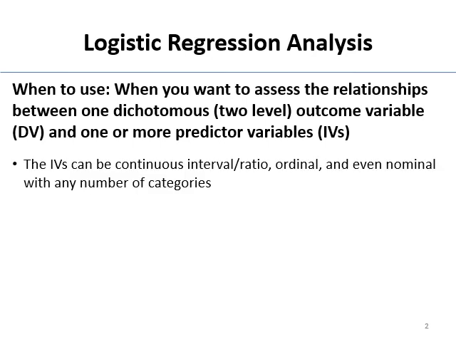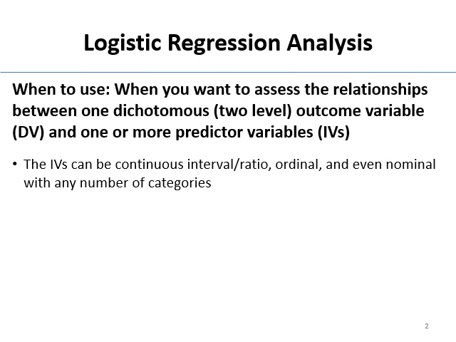The cool thing about logistic is that your IVs or your predictors can be continuous. They can be interval and ratio data. They can be ordinal, but they can also be nominal with any number of categories. So hopefully when you see the description here up top of when to use it, you see that this is kind of like linear regression, because it kind of is.